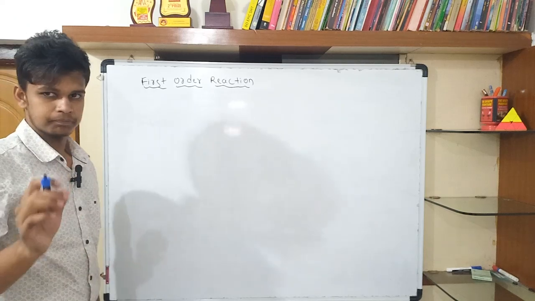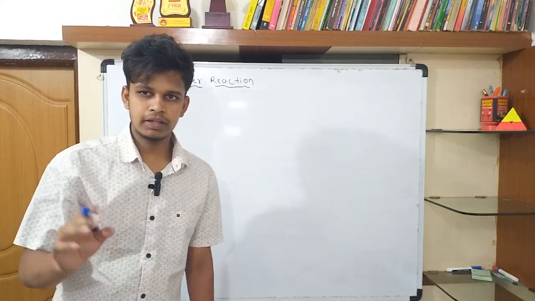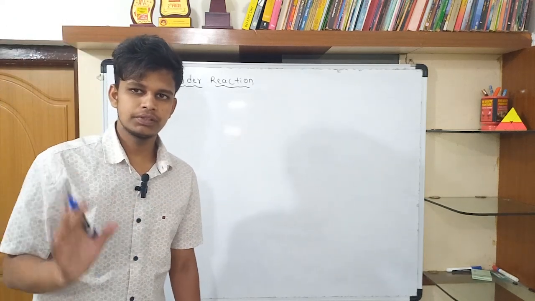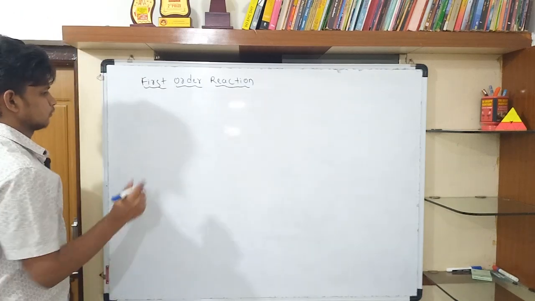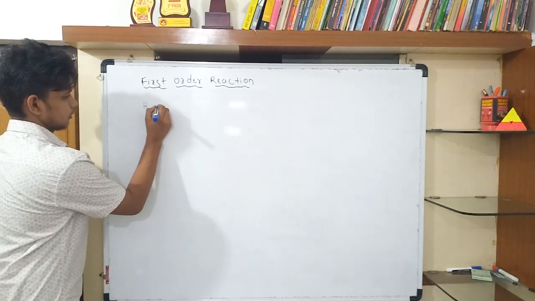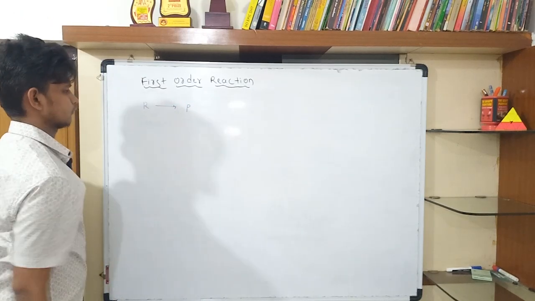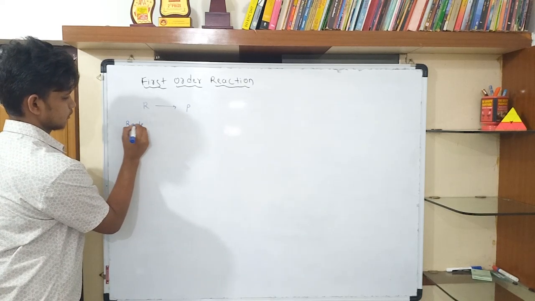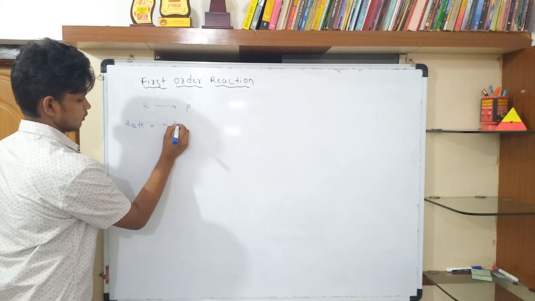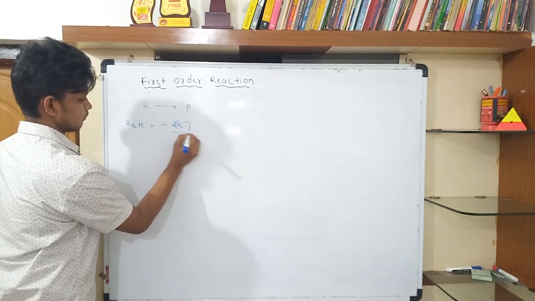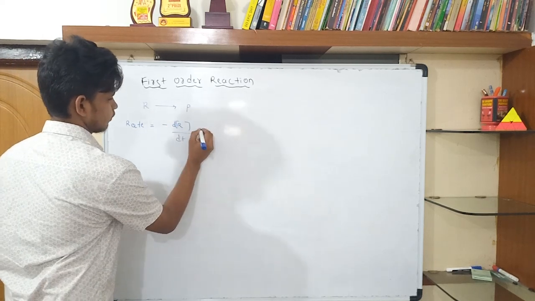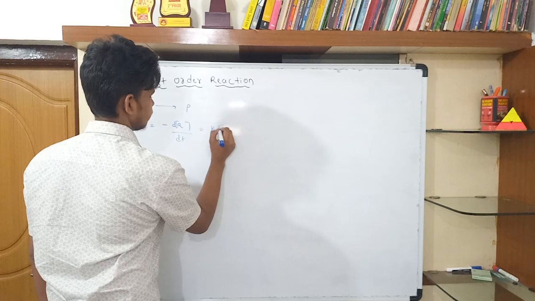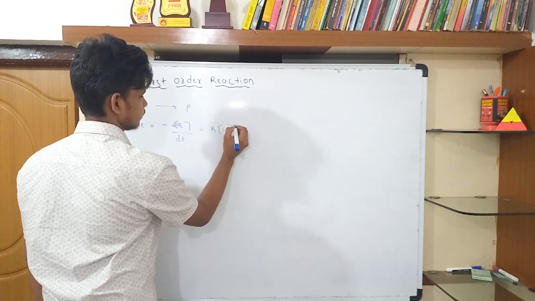This is also the same as the previous one, very simple. You can easily do this one. First you consider reactant to product. After that again rate equals minus d of concentration of R divided by dt equals k into concentration of reactant.